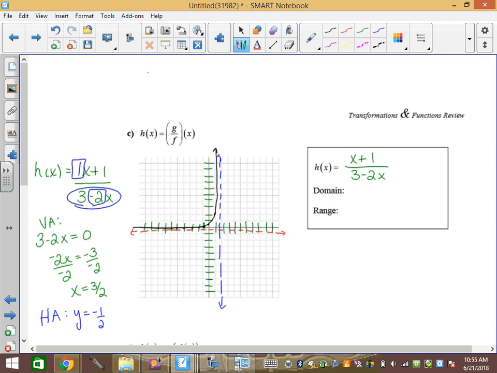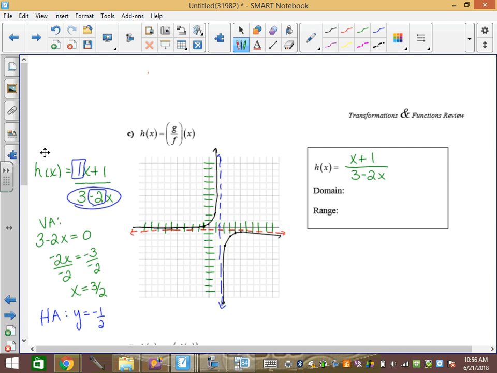At 2, I'm at negative 3. At 3, I'm at negative 1.33. At 4, I'm at negative 1. At 5, I'm at negative 8.57. I keep getting closer. So I'm going to run along here, curve up here, and then run along here.